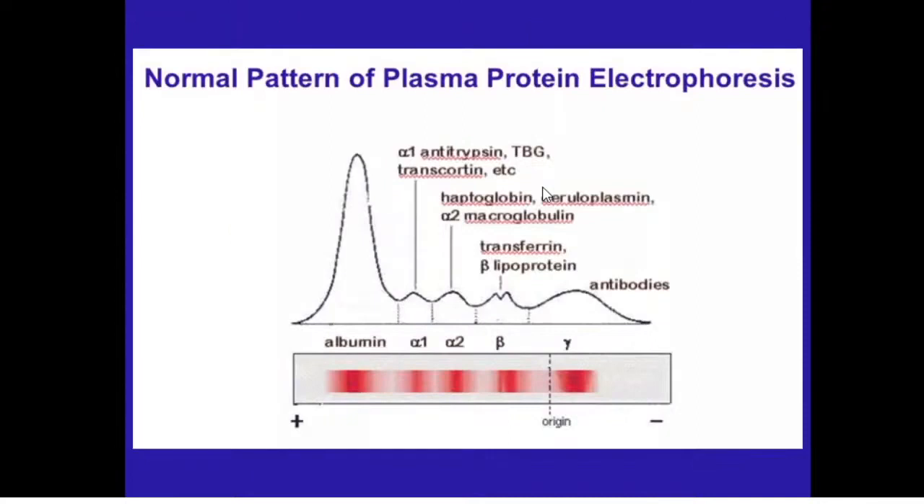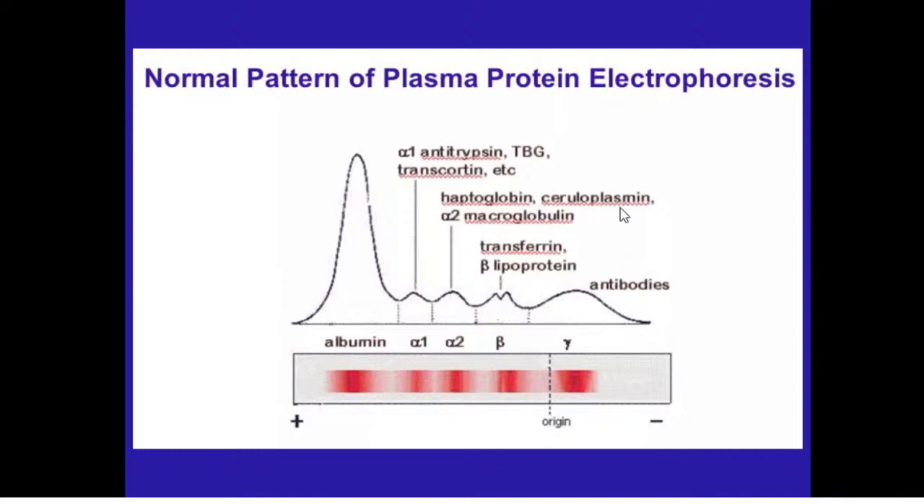By this method, we can separate on the paper, for example, or on the agar gel, proteins of blood into 5 fractions. The highest quantity, of course, is albumin. Then we can see fractions that are named alpha 1, alpha 2, beta, and gamma globulins.